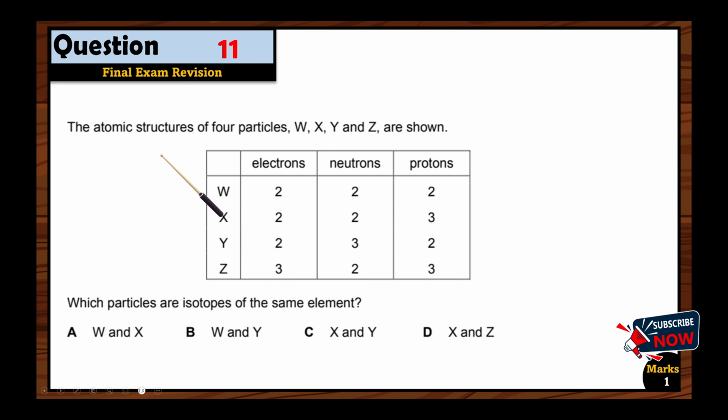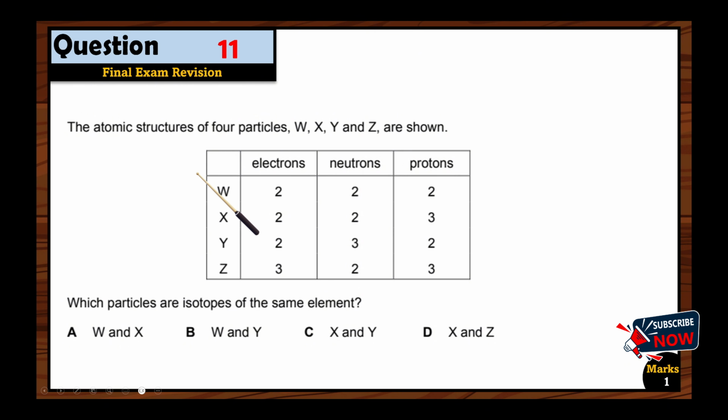So question number 11, the atomic structures of 4 particles, W, X, Y, and Z are shown here. Which particles are isotopes of the same element? So now, what are isotopes? Isotopes are actually atoms of the same element. They have the same number of protons, the same number of electrons, but only the number of neutrons is changed, right? So let's see over here, which of them have the same number of protons.